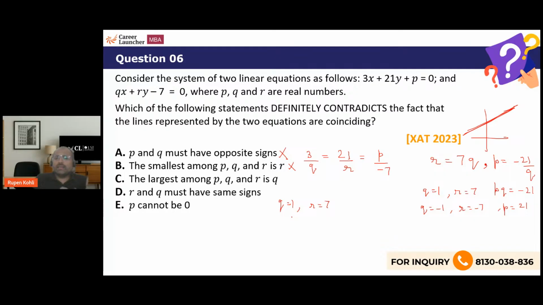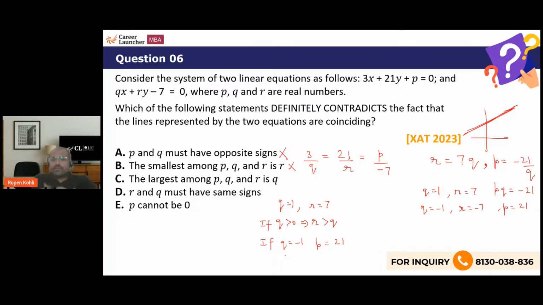If Q is anything positive, R being 7 times of it is definitely larger than Q. So in general, if Q is positive, then it is definitely not the largest because R is greater than Q. So this cannot be true. Now consider if Q is minus 1. Then what is P? P is minus 21 by minus 1, which is 21.